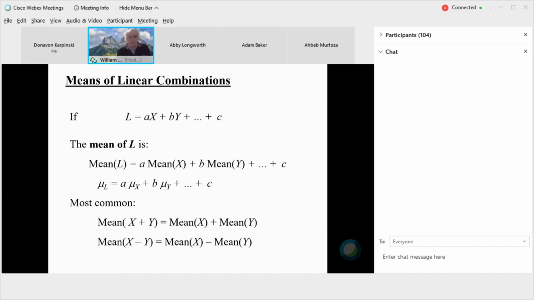Means of linear combinations. The mean of a linear combination, L, is computed the same way that L is computed from X, Y, and Z, except we replace X by its mean, Y by its mean, and so on. The mean of X plus Y is the mean of X plus the mean of Y. The mean of X minus Y is the mean of X minus the mean of Y. So the means are calculated from the means of the random variables in the same way the random variable is computed from the other random variables.